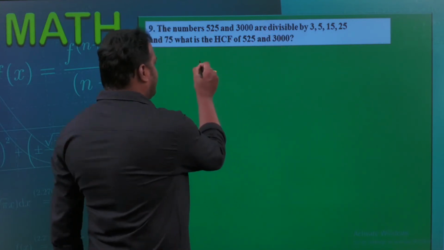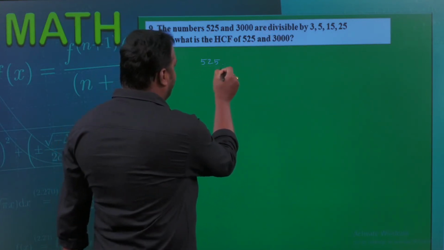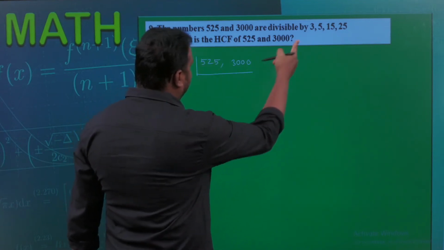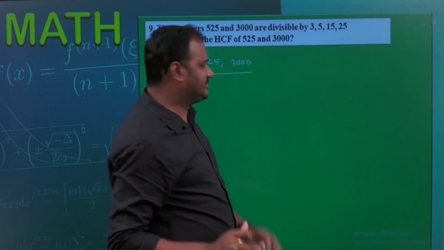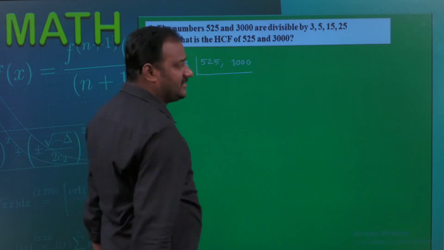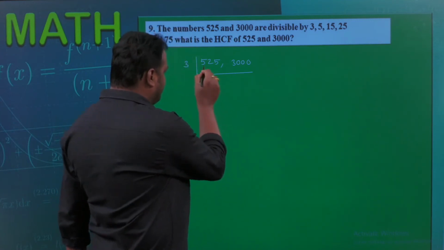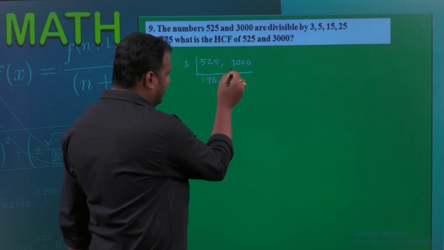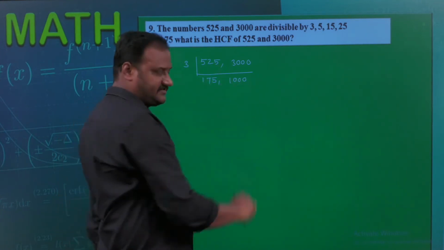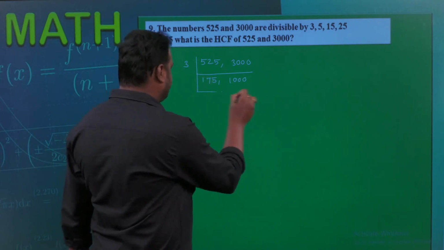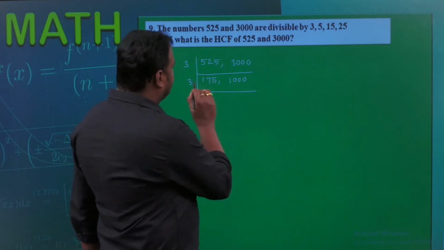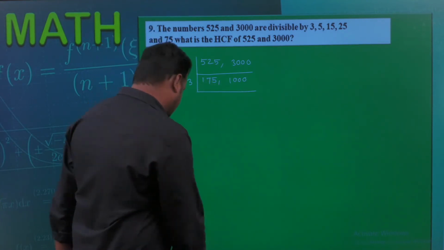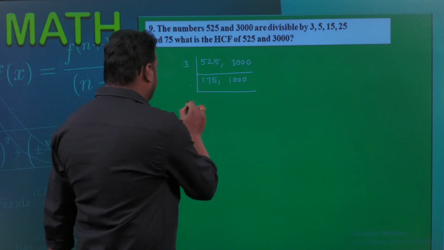For example, I am taking 525 as well as 3000. As he said, both numbers are divisible by 3. I'm just giving you an explanation. Dividing by 3: 3 ones are 3, 3 sevens are 21, 3 fives are 15, and this is 3 ones and then 3 more zeros. Next, is it again divisible by 3? No, because 1 plus 7 is 8, and 8 plus 5 is 13, which is not divisible. So that is why it is not divisible.